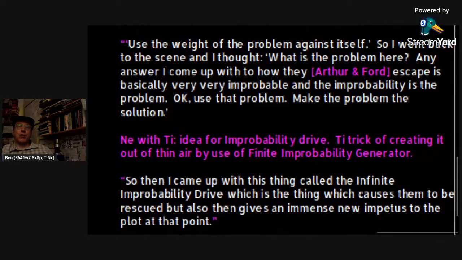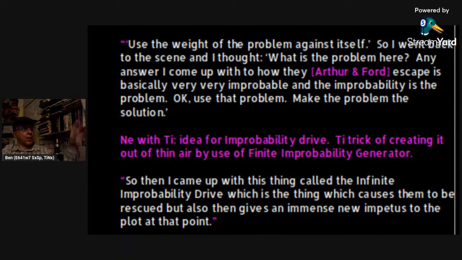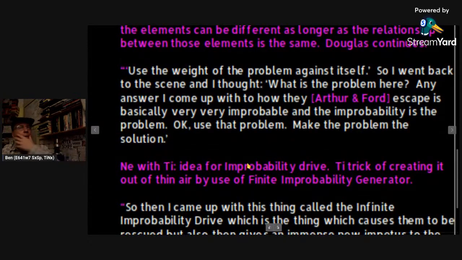So Douglas continues. He was able to extract: use the weight of your opponent against himself, and so use the weight of the problem against itself. And then he goes into thinking. This is Douglas now in white. So I went back to the scene and I thought, what is the problem here? Any answer I come up with as to how Arthur and Ford escape, so they're thrown out into the cosmos, outer space, and unless they get rescued within 30 seconds, they're going to die. So how do I rescue them within 30 seconds? And all the answers he kept coming up with were highly, highly improbable. Any answer I come up with is basically very improbable. And the improbability is the problem. Okay, use that problem, make the problem the solution.